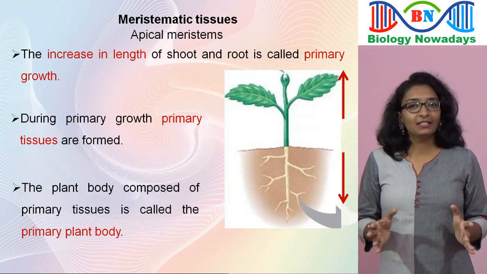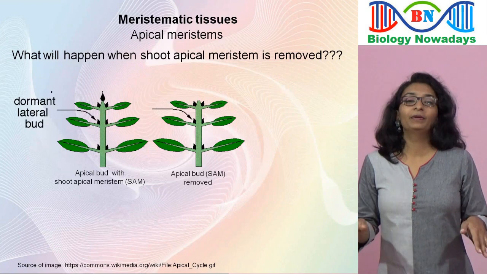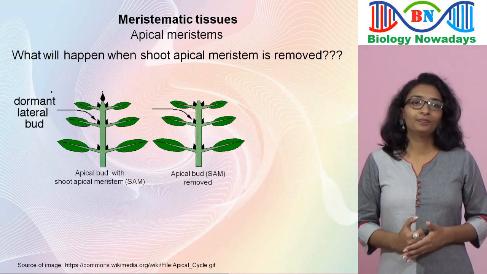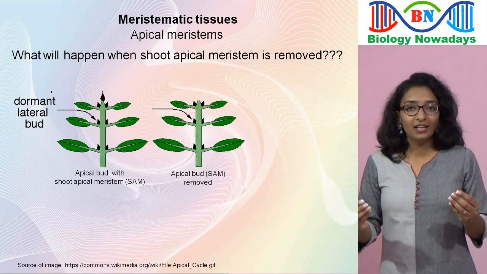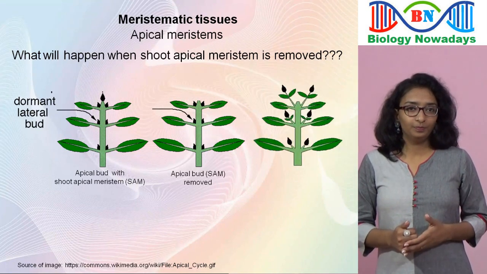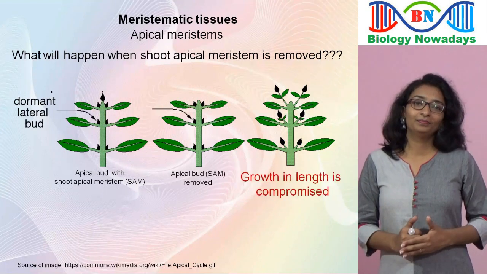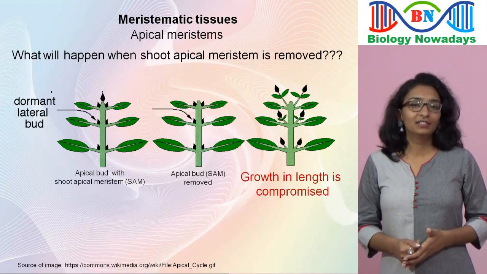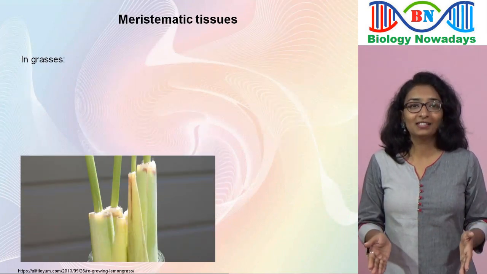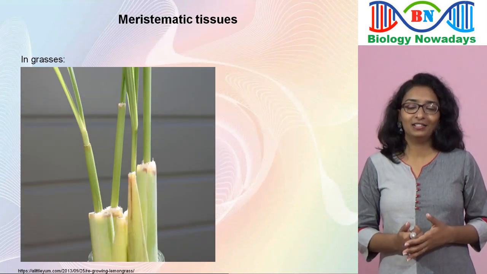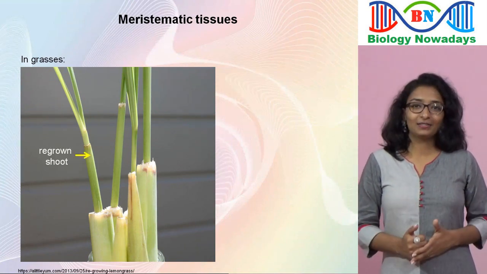Now let's suppose that I remove the top part of the stem or the shoot apical meristem of a plant. What will happen? The side branches will grow out and the plant will continue to grow. However, its growth in length will be compromised a lot. But take the example of grasses. Even if you cut them, after a few days, they will regrow to attain more height. Here the growth in length is not compromised.